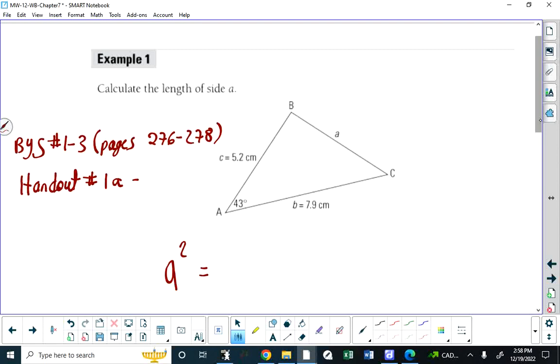So I'm going to walk around the room. Can you just show me the number you got for side A on example 1? Perfect, you're good to go.